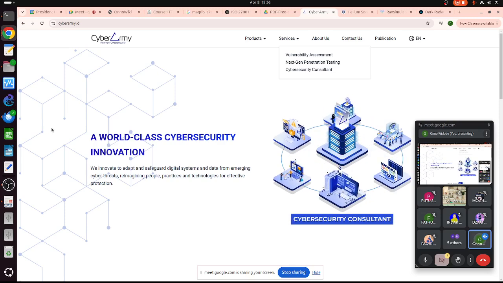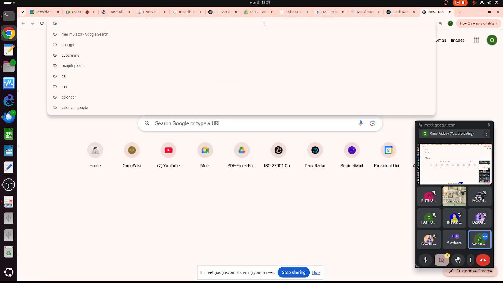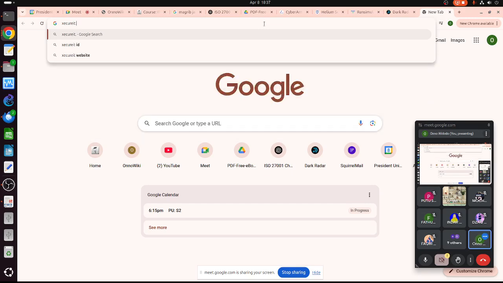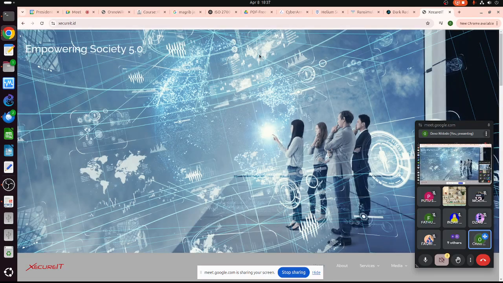There are several companies like this in Indonesia. There is Cyber Army. The other one that I'm quite close to is Secure IT, and they have different products. All of these are Indonesian companies. They are all Indonesians, and they are quite smart. Secure IT makes a lot of platforms. They are more hardware oriented. In security, it's more hardware platforms, and they are installed in the army headquarters and so on. So this is Secure IT. Okay, now back to the slide.